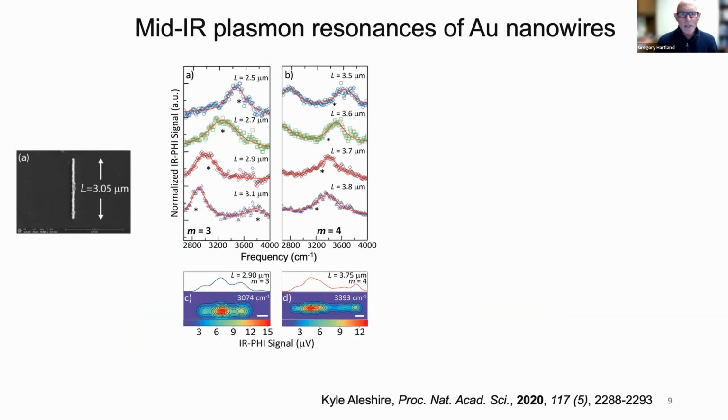I'll talk about one application of this that's a little bit different. We use these experiments to look at the mid-infrared, basically Fabry-Perot modes of gold nanowires. On the left here is an SEM image of the wires. They look pretty crappy, right? But they were fabricated by electron beam lithography, so that's why they look a little bit chunky.